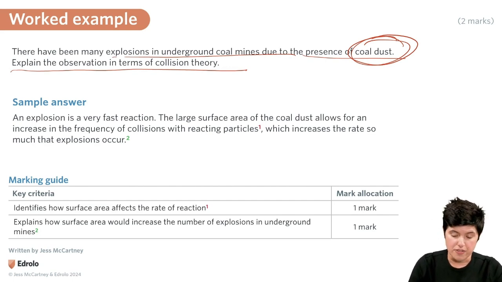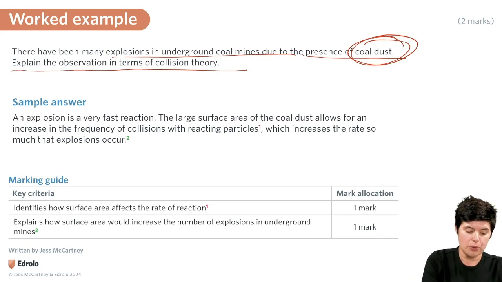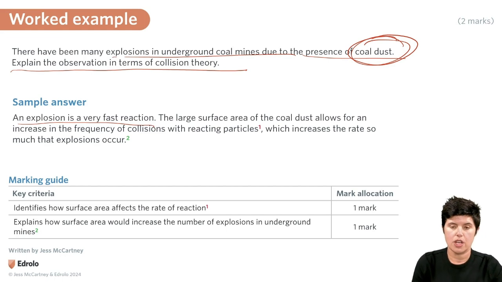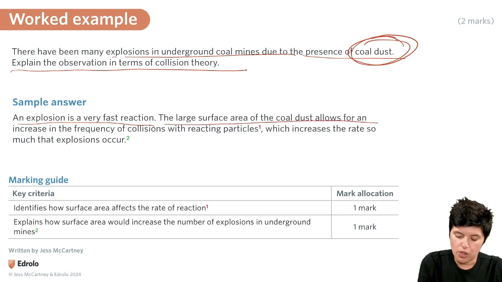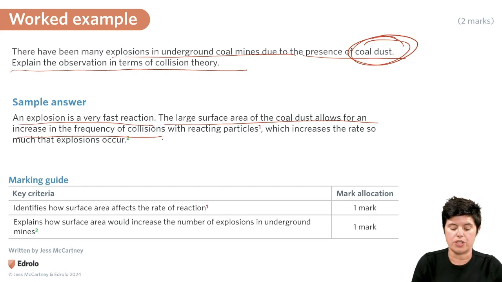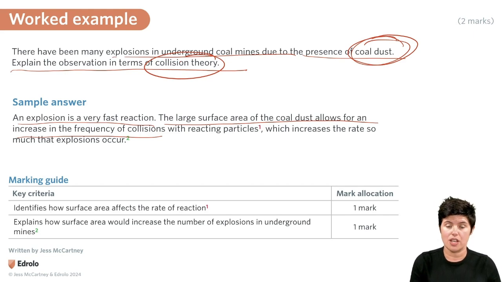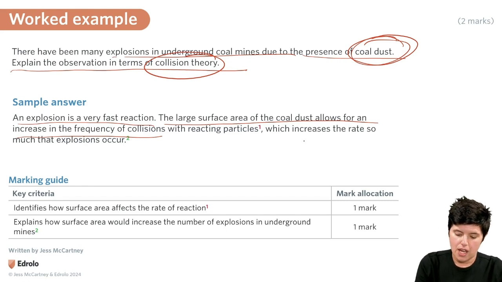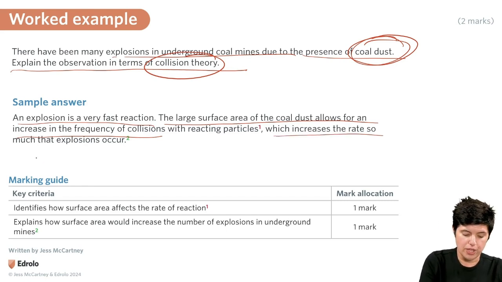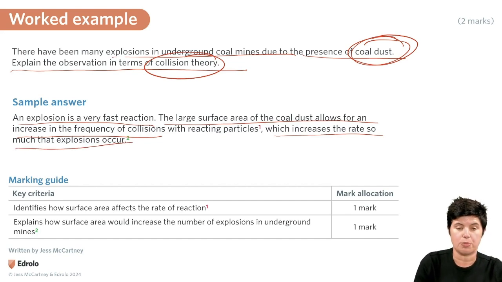So the sample answer for this particular question is that explosions are very fast reactions. So what is occurring for these very fast reactions to happen? The large surface area of the coal dust allows an increase of frequency of collisions. So we're linking it back to the collision theory, and that's really important because that's what the question says. So the coal dust is an increase of surface area. How does this affect the rate of reaction in terms of the collision theory? It increases the frequency of collisions. And this increases the rate of reaction so much that explosions can occur.